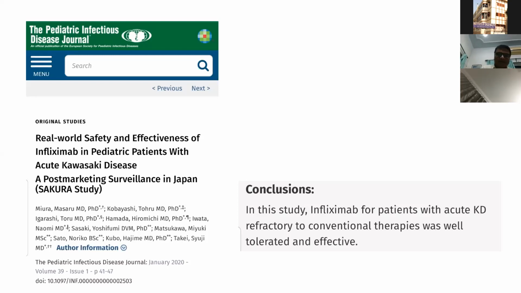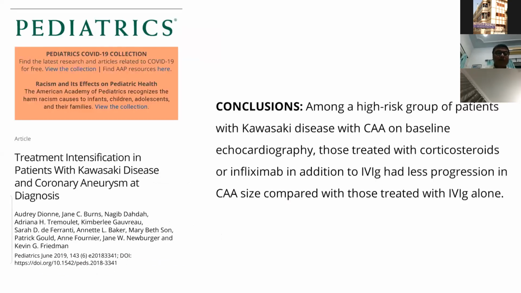Now, infliximab. This was a study from Japan, a post-marketing surveillance in Japan. They said that infliximab for patients with acute KD refractory to conventional therapies is effective and well tolerated. And this is a paper again for treatment intensification in patients with KD with aneurysms at diagnosis. So for patients presenting with aneurysms at diagnosis, do not just give IVIG, you top up the treatment with either steroids or infliximab.